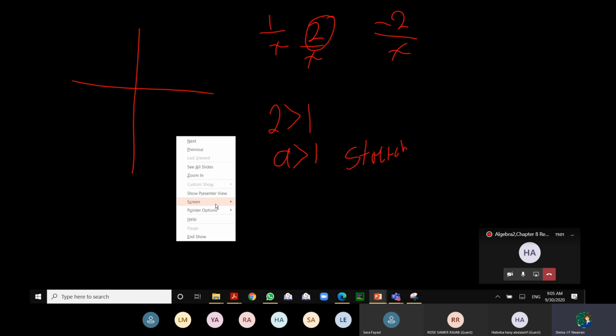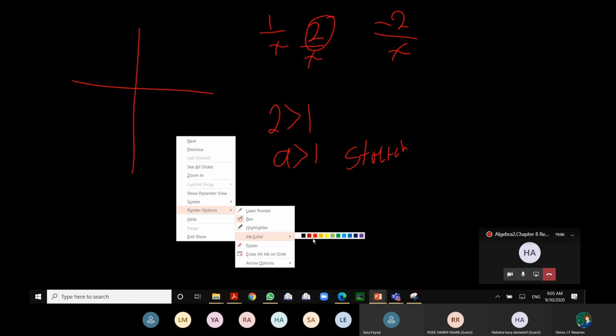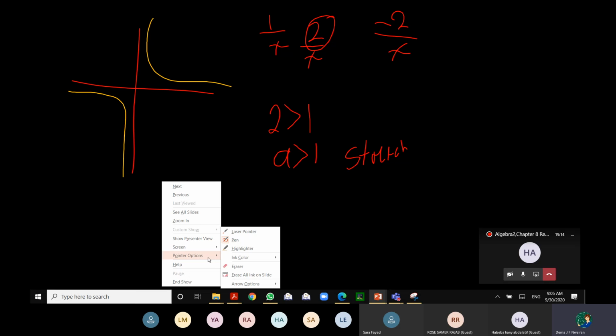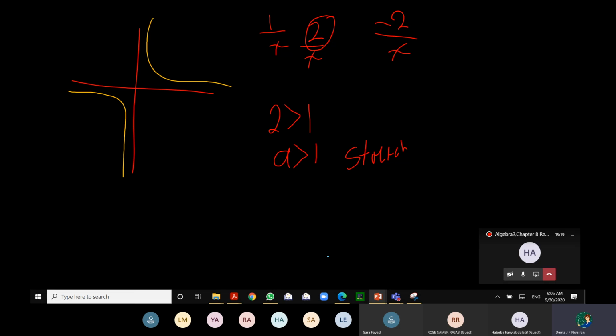So my graph now, this is for 1 over x. I want now to draw 2 over x. So if I ask you about -2 over x, the first step, remove the negative sign. It is 2 over x. Now 2 over x, 2 is greater than 1. And when a is greater than 1, I have to stretch. This is my first step.